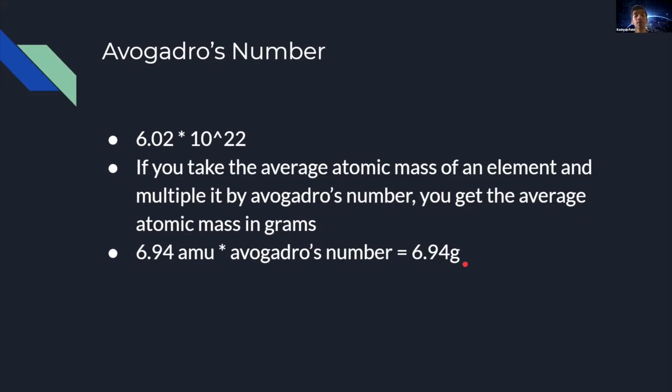And what is Avogadro's number? It's basically the number of atoms. So if you take 6.02 times 10 to the 22 atoms of lithium, you would get 6.94 grams of lithium. To represent how small an atom is, if you take a strand of your hair, and you don't measure by length but by width, there would be millions of atoms across that width. So that's why this number is so huge.